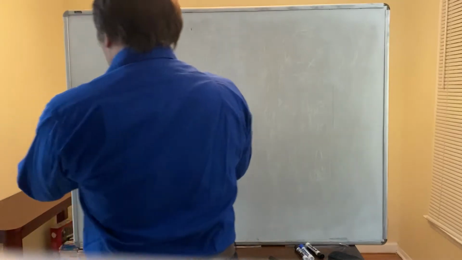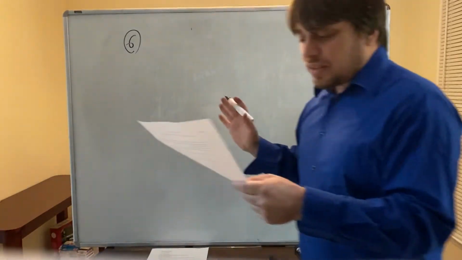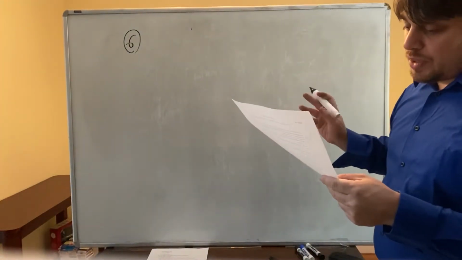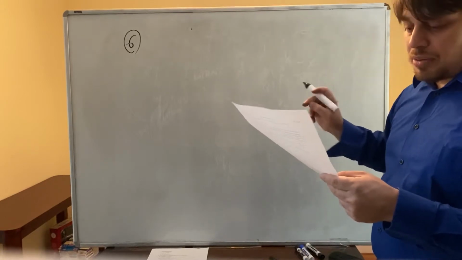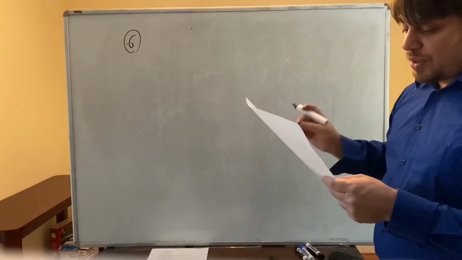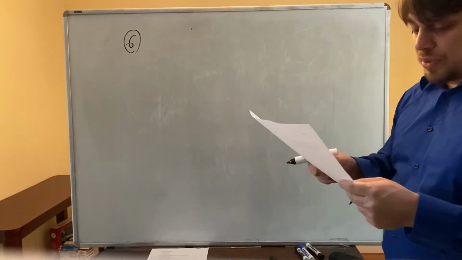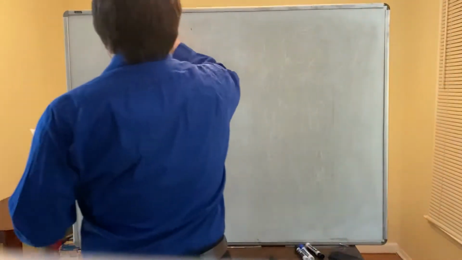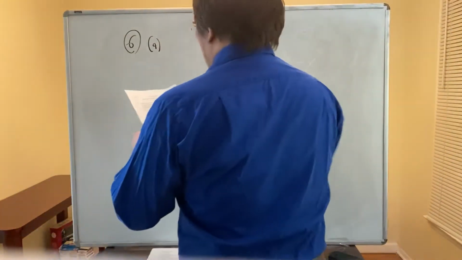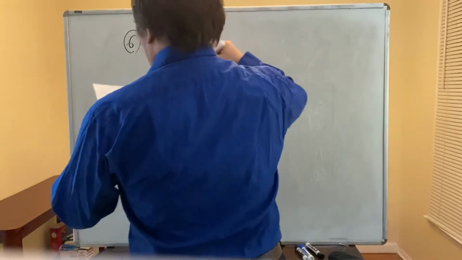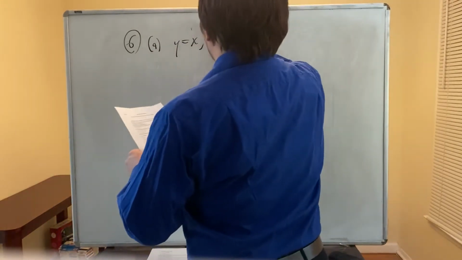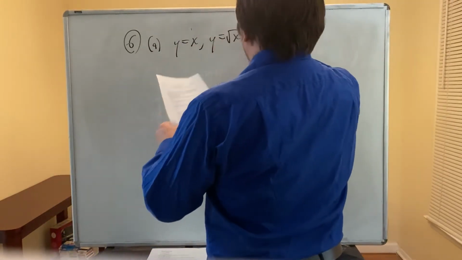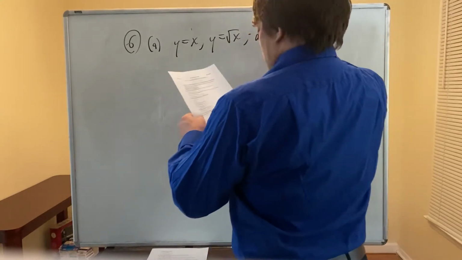Okay, so number 6. Number 6 is find the volume obtained by rotating the region bounded by the given curves about the specified line. Sketch the region, the solid, and a typical disc or washer or cylindrical shell. Okay, so 6a, you have the functions y equals x, y equals the square root of x, and we're going to rotate about y equals 1.